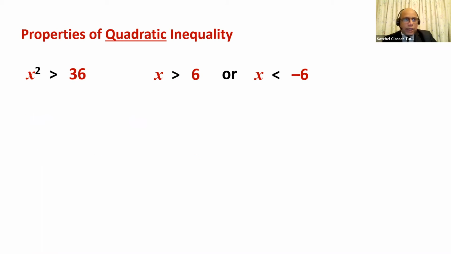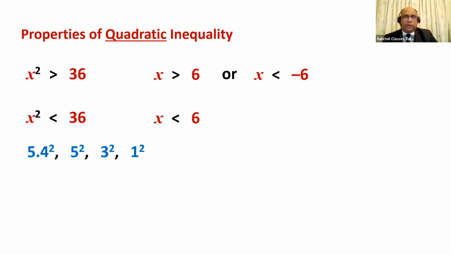What if x squared was less than 36? Well, we can easily think of positive values. If x squared is less than 36, then x can be any value less than 6. 5.4 squared, 5 squared, 3 squared, 1 squared are all less than 36. So x is less than 6 for sure.